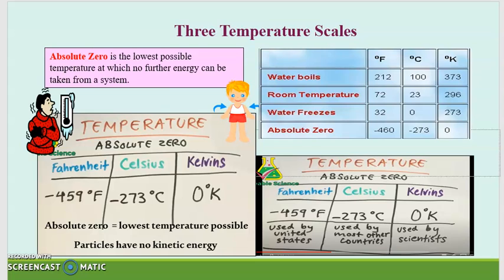Kelvin is most used by scientists. Only the United States uses Fahrenheit to measure temperature, and most other countries use Celsius. For water boiling, in Celsius it is 100, for Fahrenheit it is 212, and for Kelvin it is 373. For water freezing, that means water turning to ice, for Celsius it is 0, for Fahrenheit it is 32, and for Kelvin it is 273.